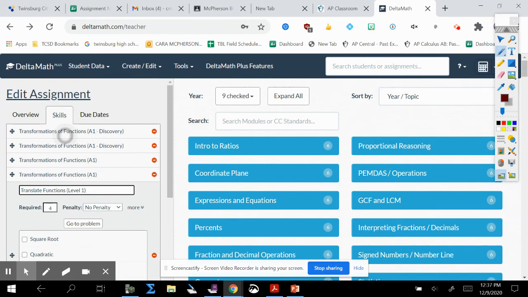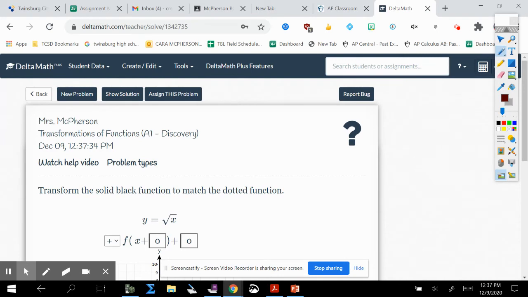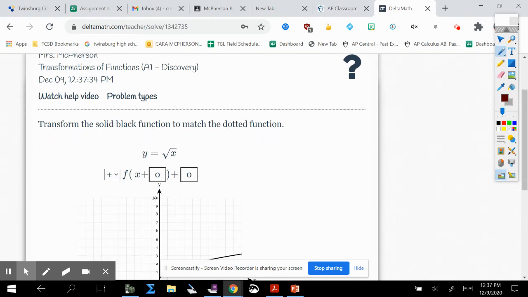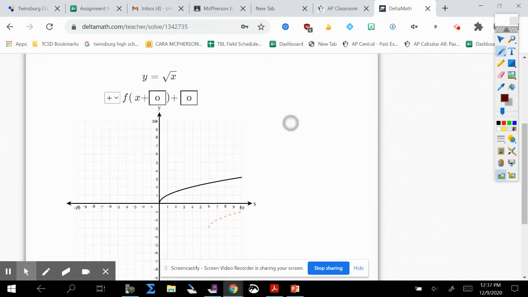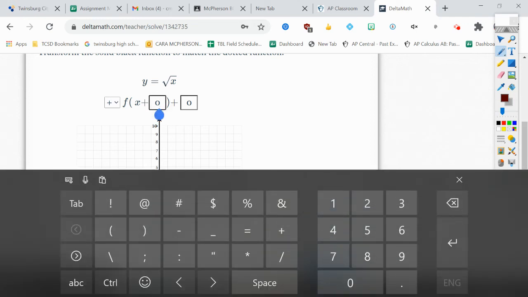There are ones that are discovery ones. So your discovery ones are going to be the ones where you have to kind of fill in. And as you fill it in, it's going to move it for you. I like these. I think most of you like these because you can't get them wrong. So this one, it moves over 1, 2, 3, 4, 5, 6 places to the right. So that's going to be a -6.